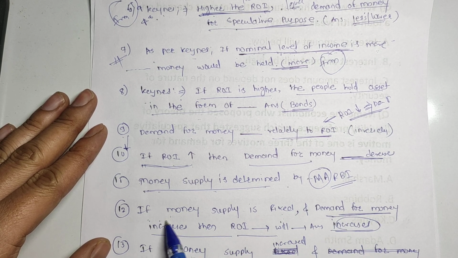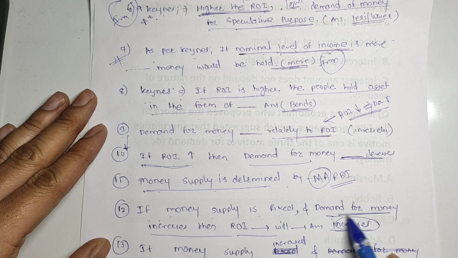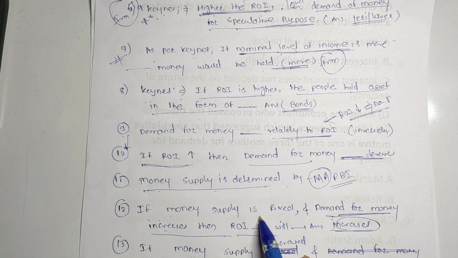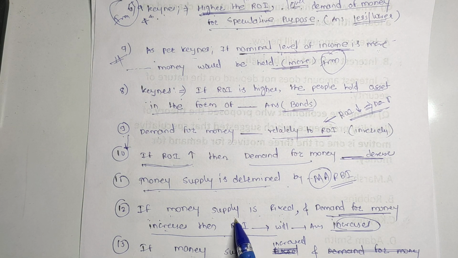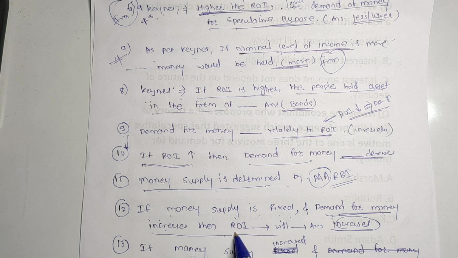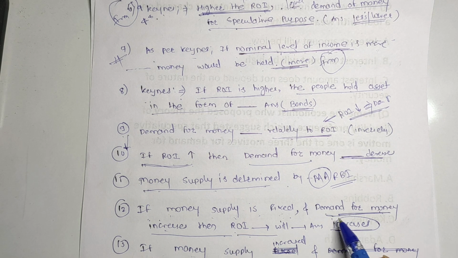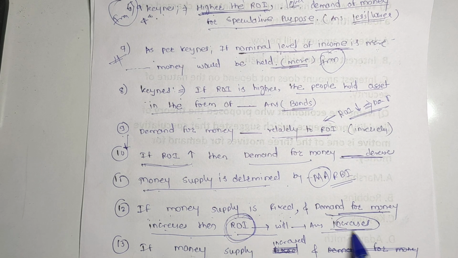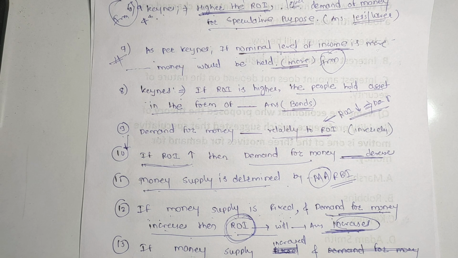Remember friends, if money supply is fixed, that means money supply is fixed from the RBI and demand for the money increases. If money supply is constant to the bank, that means RBI is supplying money to the bank at a fixed, say 6% rate of interest, and people will come to the bank to avail more loans, that is demand for the money will increase, then automatically the bank will increase the rate of interest to achieve the equilibrium. That is nothing but the increase in the rate of interest.